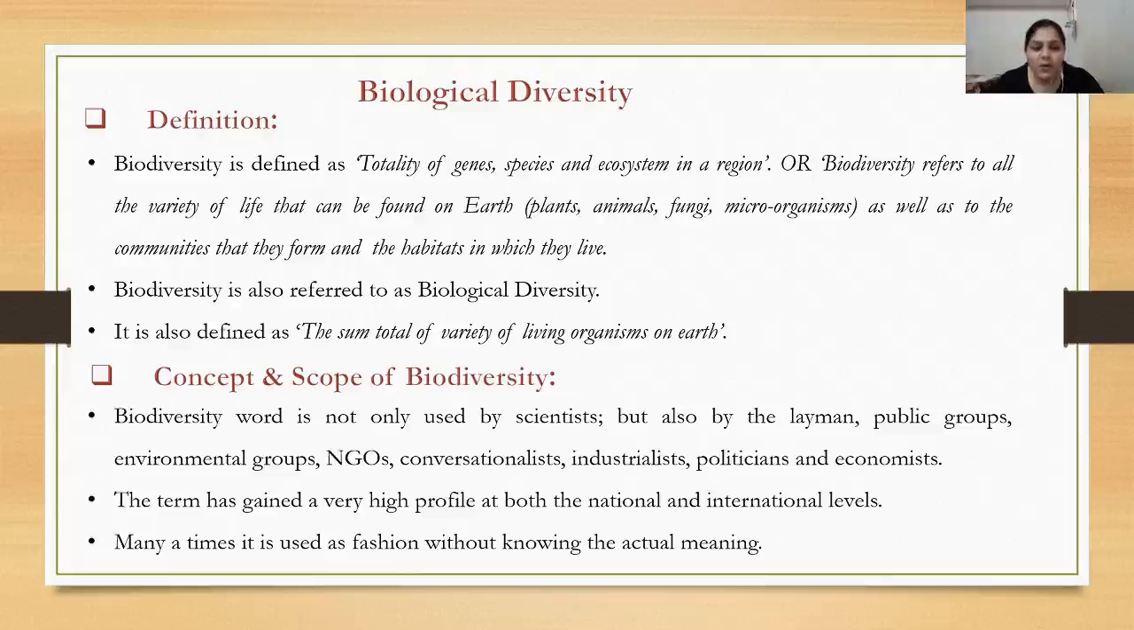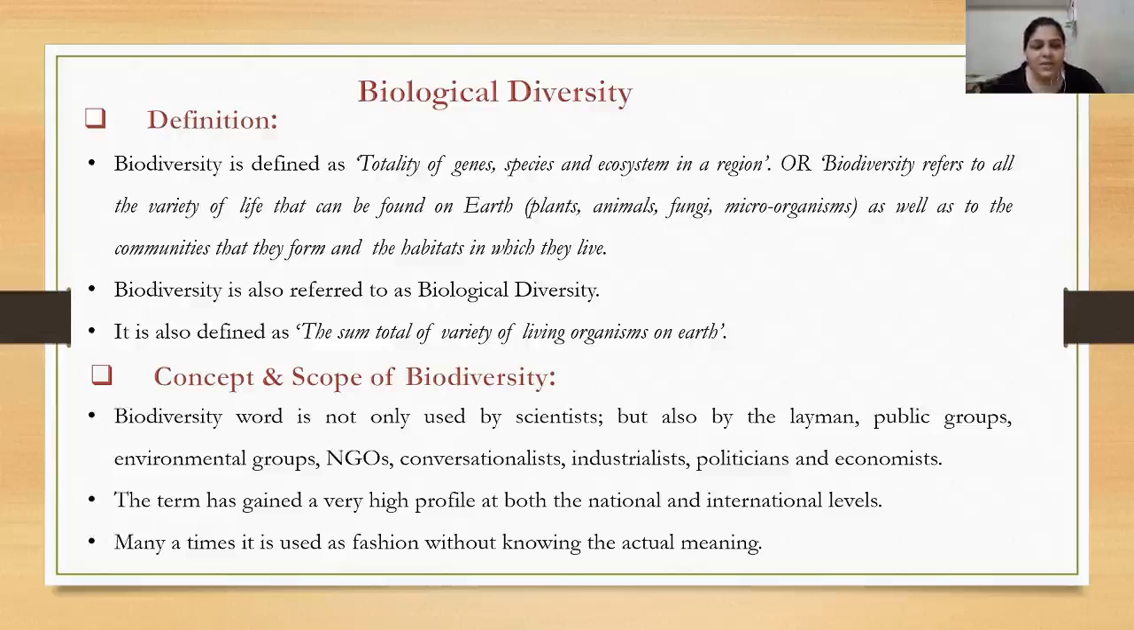Now, what is the basic concept behind the term biodiversity and what is the scope of biodiversity? Biodiversity is a word used not only by scientists but also by the layman, public groups, environmental groups, NGOs, conservationists, industrialists, politicians, and economists. Nowadays, this term is very randomly used many a times just for fashion. We can say it is used, but the actual meaning of this term is not known by many of us.